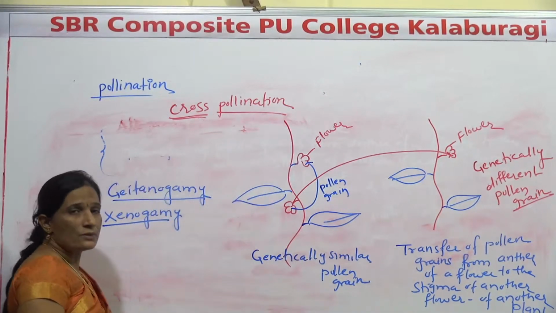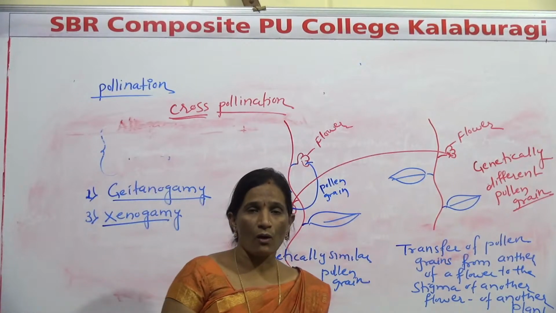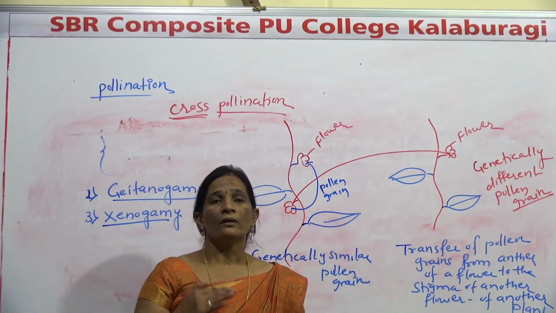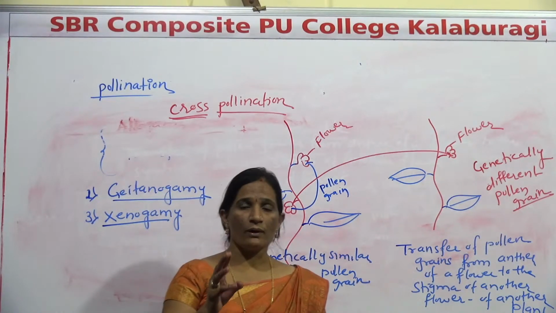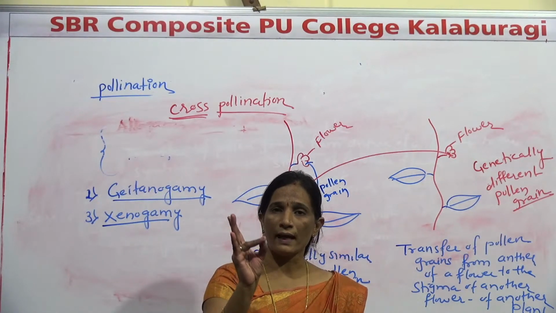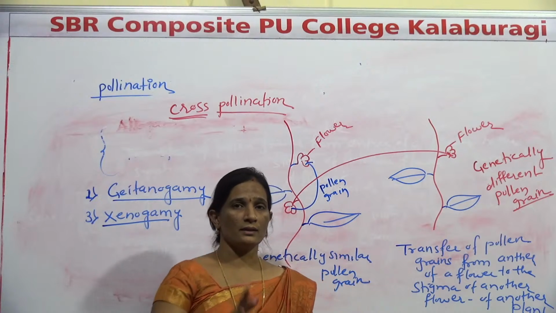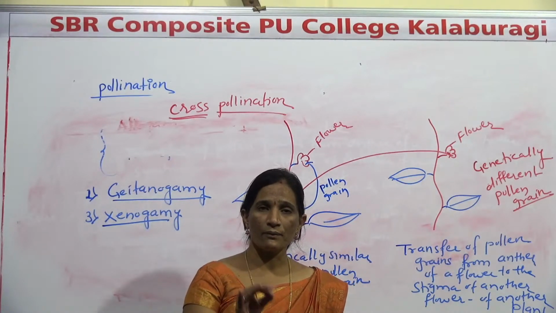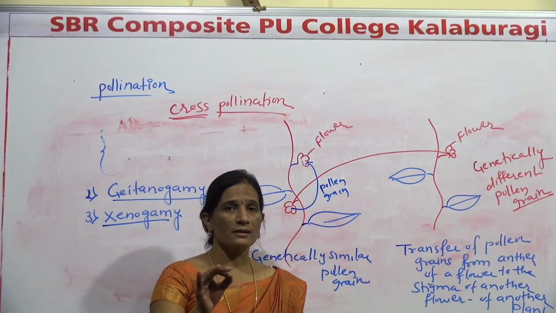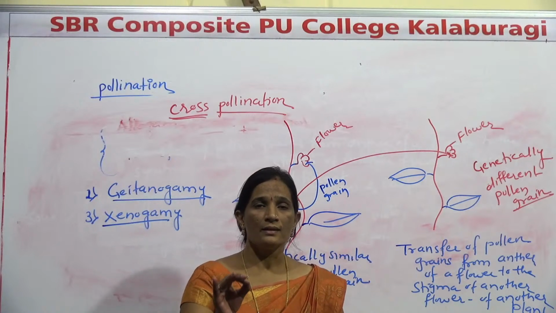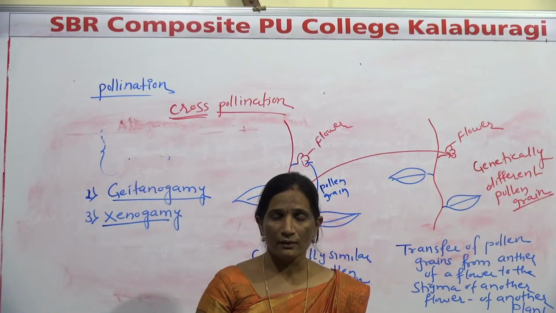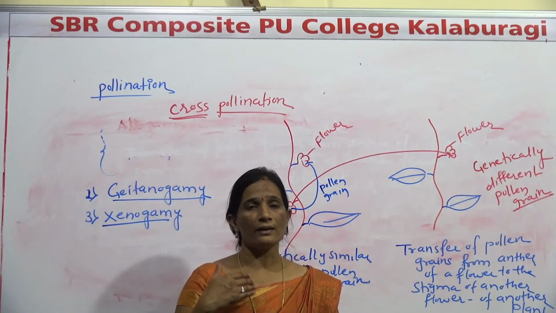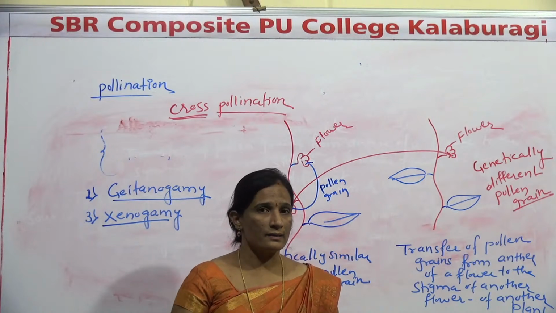So as per the NCERT, how many types are there on the basis of the source of pollination? There are three different types. One is autogamy, second is geitonogamy, third is xenogamy. Autogamy means transfer of pollen grains from the anther of a flower to the stigma of the same flower, called self-pollination or autogamy. In autogamy, flowers are bisexual and there is synchrony of release of pollen grains and stigma receptivity.